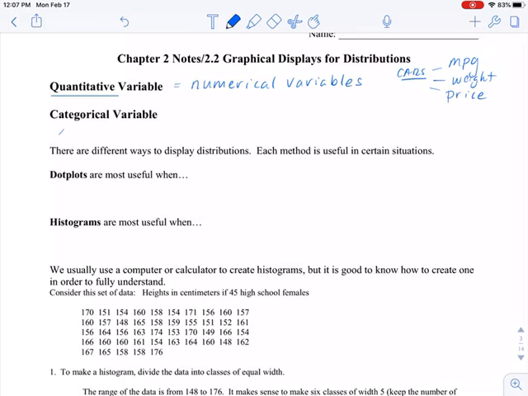A categorical variable is a category. So if we stuck with our idea of looking at cars, the category might be whether it's a sedan or a van or an SUV, so like the body type, or the color of the car. So those are categories, they're not numerical.